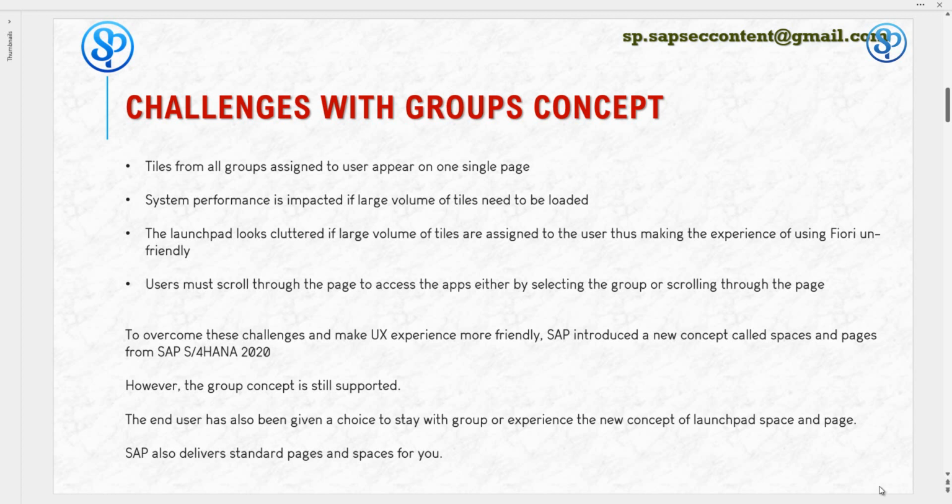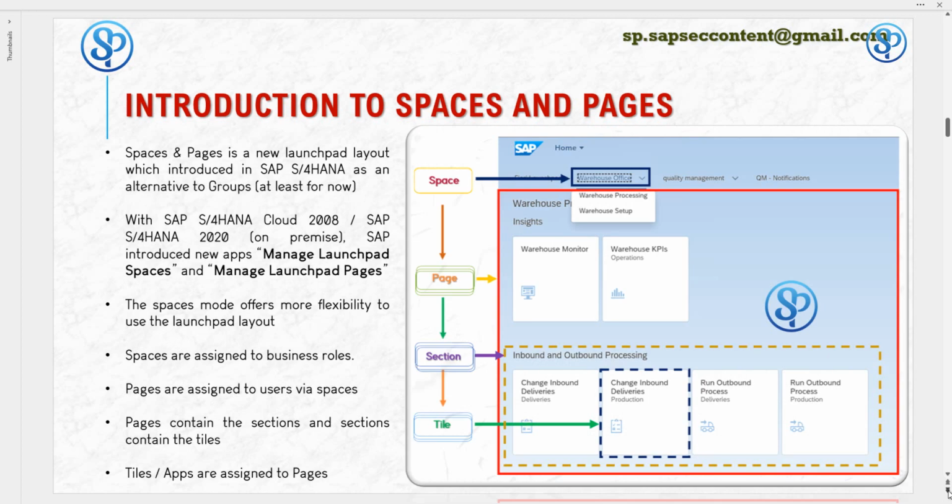Like I said, even if you decide to implement spaces and pages, the users can still continue to use the group concept if they don't want to switch over to spaces and pages. So the choice to stay with groups is with the user themselves. Like SAP delivers some standard catalogs, technical catalogs, and business roles, SAP also delivers standard pages and spaces for you to use if you want to. Now, what are spaces and pages? If you see from the picture here, spaces and pages is basically a new Launchpad layout.